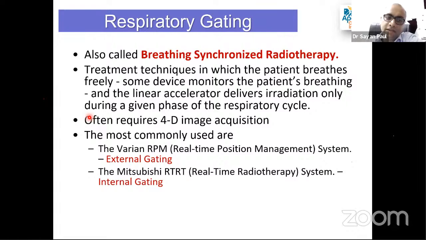So what is respiratory gating, or breathing-synchronized radiotherapy? It can be external or internal gating. What you do is tell the system about the respiratory pattern, and you choose a gating window, and you treat or acquire your imaging data only at that window.